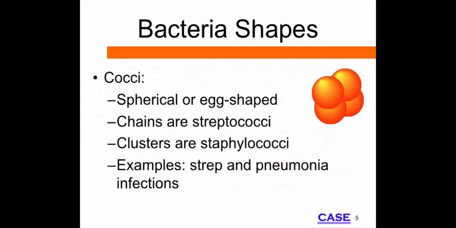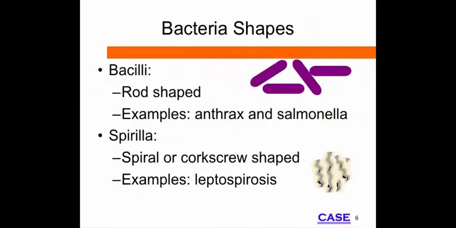Bacteria that are round or spherical in shape are called cocci. They can be singular, paired, in groups of 3 or 4, clustered, or in chains. Bacilli, or rod-shaped bacteria, can form chains and are referred to as streptobacilli. Spirillum are shaped like spirals, as the name suggests.